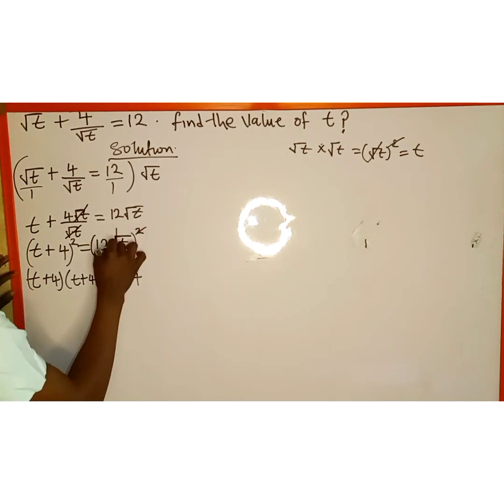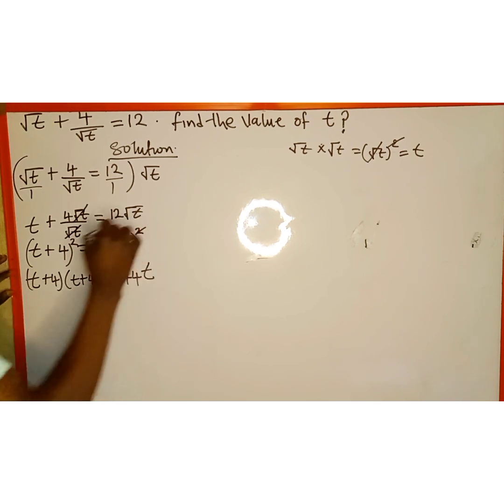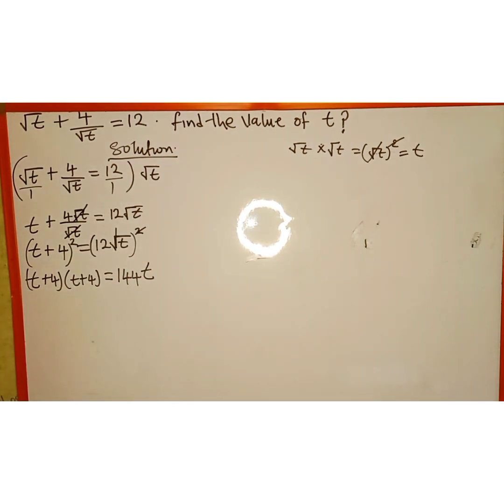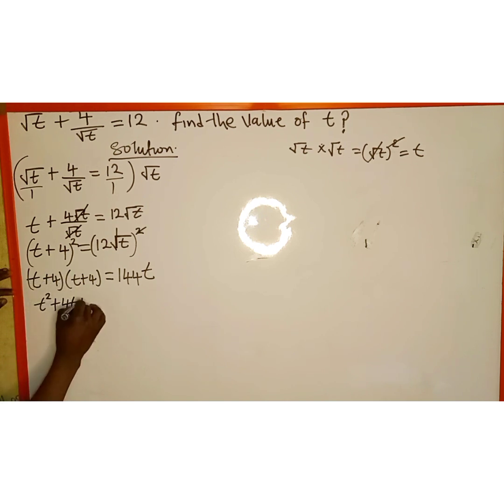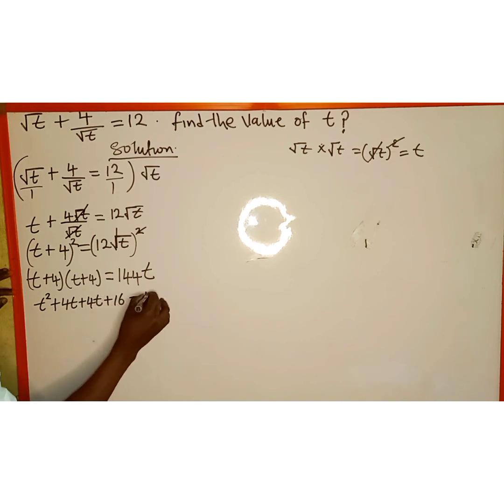Then this square will cancel this square. So we are left with 144t in the right hand side. The next thing for us to do is to expand this bracket. So t multiplied by t, it will give me t squared. Then t multiplied by 4, it will give me 4t. Then 4 multiplied by t, it will give me 4t. Then 4 multiplied by 4, it will give me positive 16, which is equal to 144t.